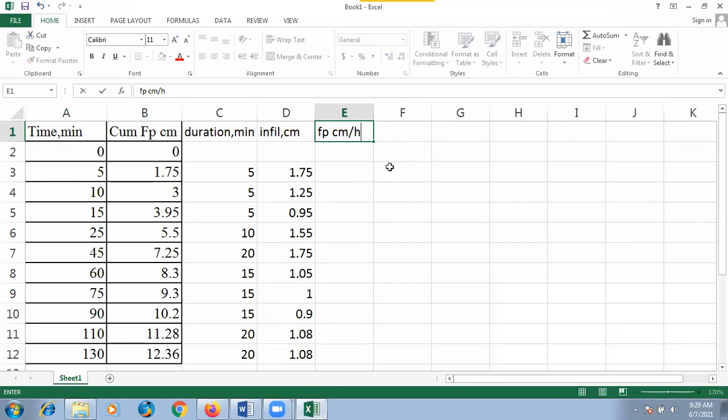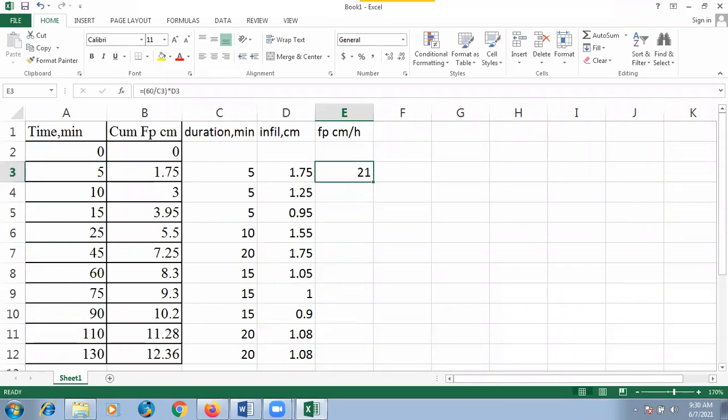So how are you going to do this? First you have to convert this time in minutes to hours. So I would do it here. Each hour is 60 minutes, so 60 divided by the duration, which is 5 minutes, multiplied by the depth of infiltration, 1.75. It gives you the infiltration capacity at this instant as 21 centimeter per hour.